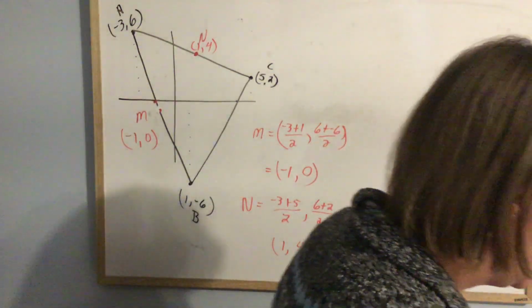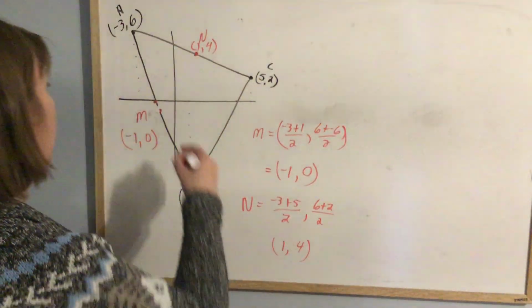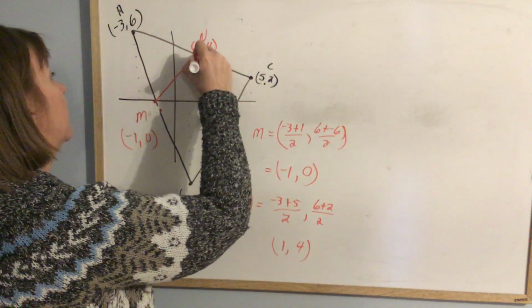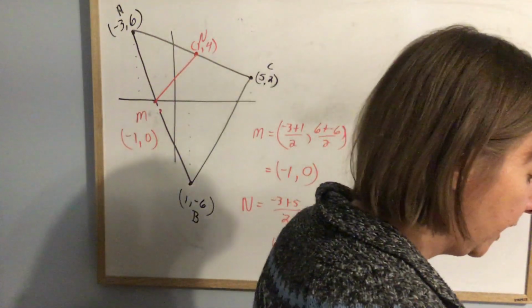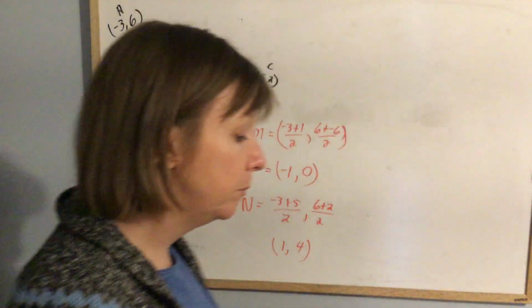It says verify that the line from M to N. So if I draw a line from M to N, they want me to prove that that is parallel to BC.